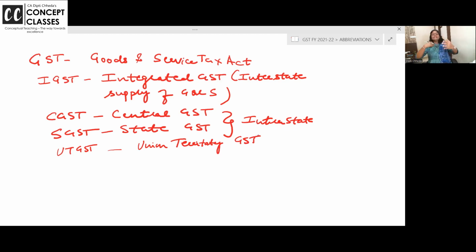When I am selling the goods or supplying services from one state to another, I will charge IGST. When I am doing it within the state, I will charge CGST and SGST. And if it is within the Union Territory, UTGST. Right? More about how these taxes are charged, how they can be set off and all in the coming classes.